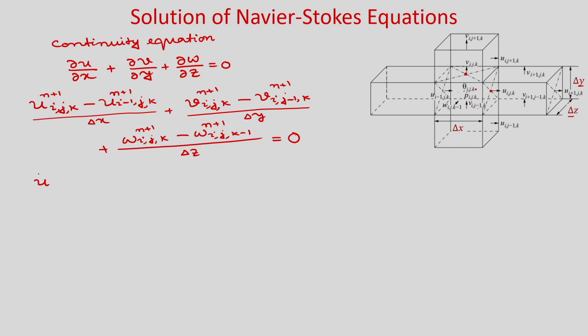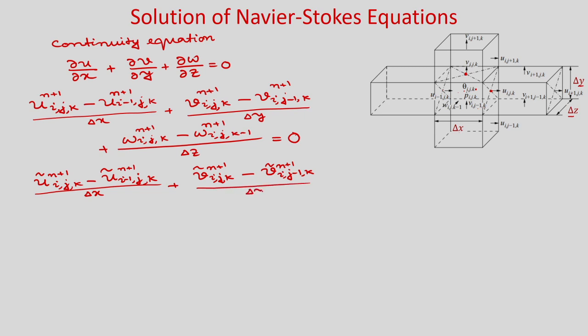So, in terms of provisional velocity, we are now writing u tilde n plus 1 i j k minus u tilde n plus 1 i minus 1 j k divided by delta x, plus v tilde n plus 1 i j k minus v tilde n plus 1 i j minus 1 k divided by delta y, plus w tilde n plus 1 i j k minus w tilde n plus 1 i j k minus 1 divided by delta z, and you will have the pressure correction terms.